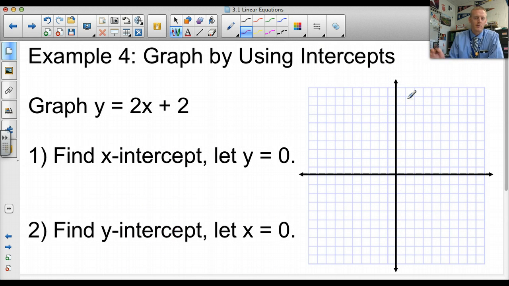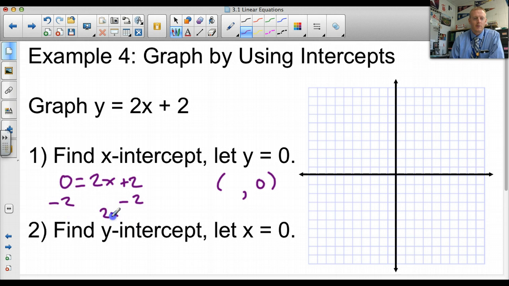So let's try another one. We'll be really quick here. For the x-intercept, y equals 0. So into my equation I put y equals 0. So 0 is equal to 2x plus 2; subtract 2 from both sides, which means that 2x equals negative 2, which means that x is equal to negative 1. So we graph that. Negative 1, 0, boom, that's a new point.